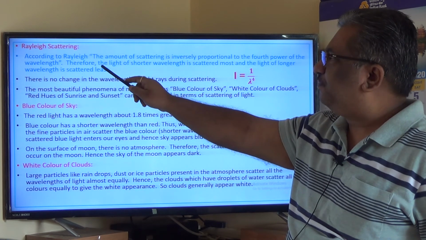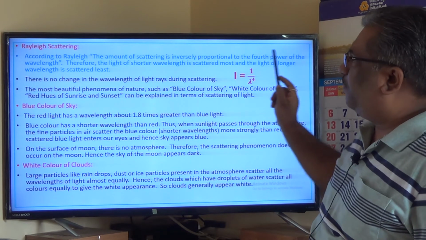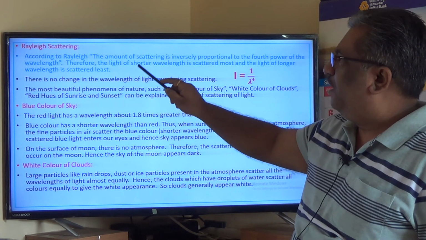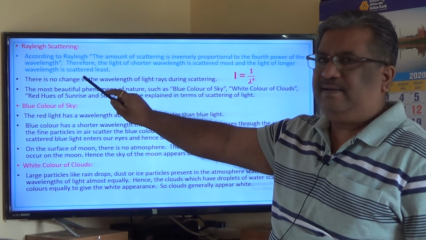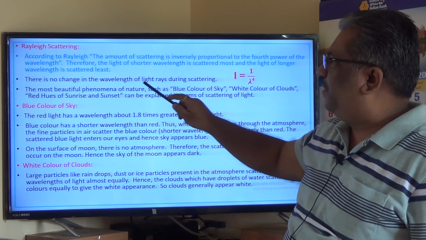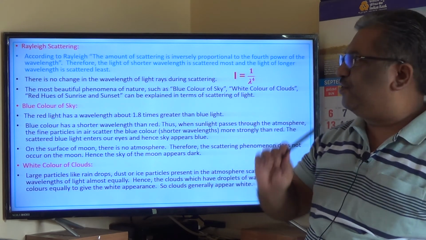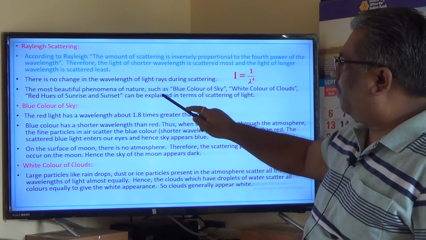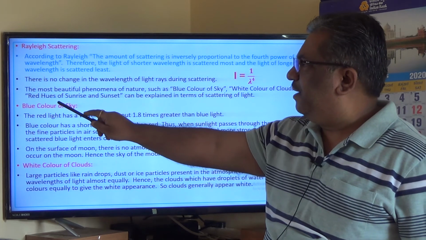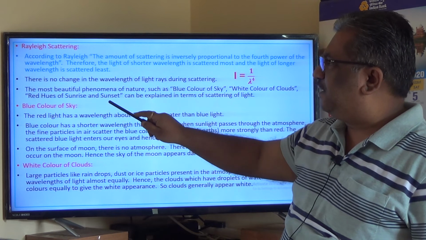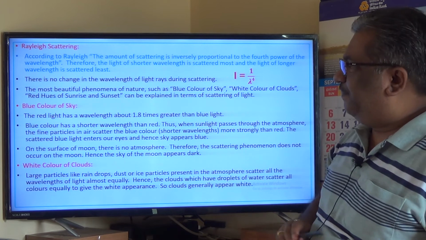According to Rayleigh, the amount of scattering or intensity of scattering is inversely proportional to the 4th power of the wavelength. Therefore, light of shorter wavelength is scattered most and the light of longer wavelength is scattered least. There is no change in the wavelength of the light rays during scattering. The scattering will not affect the wavelength, that you should remember. The most beautiful phenomena such as blue color of sky, white color of clouds and red color of sun during sunrise and sunset are explained by the scattering of light.